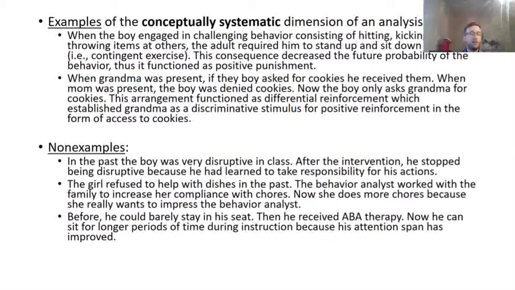Before, he could barely stay in his seat, and then he received the ABA therapy. Now he can sit for longer periods of time during instruction because his attention span is improved. But we know attention span is a mentalism. It has nothing to do with basic principles of behavior.